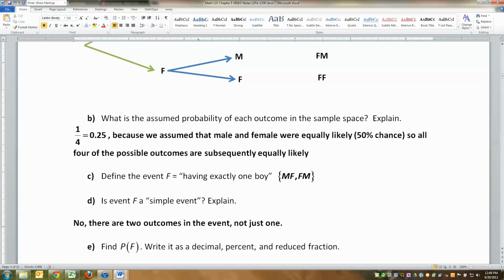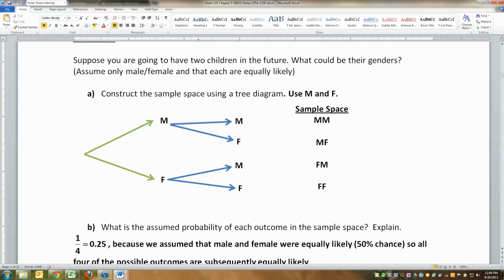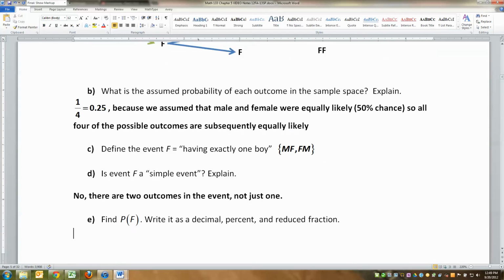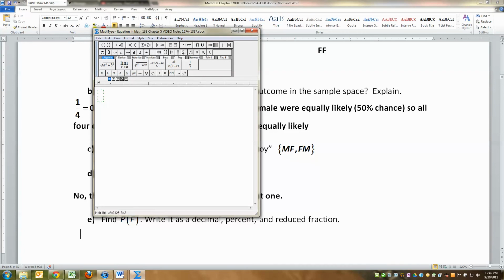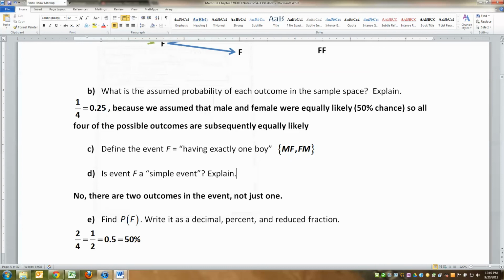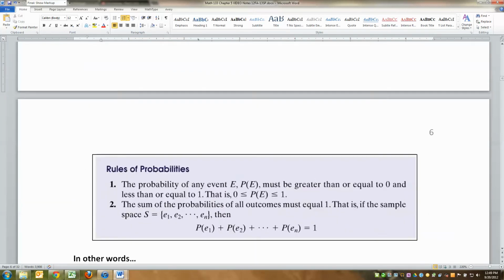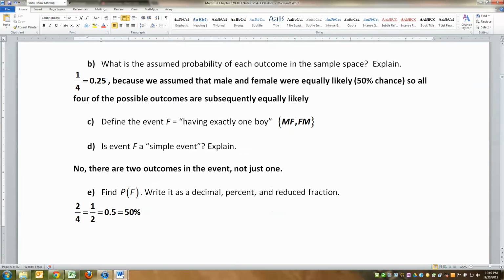So if I said having exactly 2 boys, that would have been a simple event because male-male is the only way that can happen. All right, so let's find the probability of F. Well, yet again, it's 2 out of the 4 possibilities, which is 1/2, which is 0.5, which is 50%. All of those work. Okay. All right, so now you're kind of getting, hopefully, the idea of some of these probabilities.